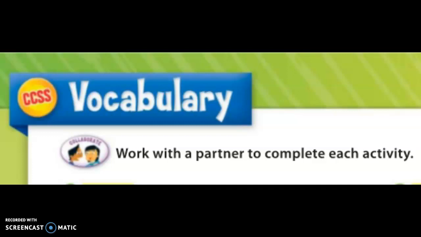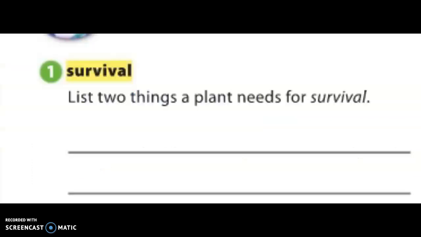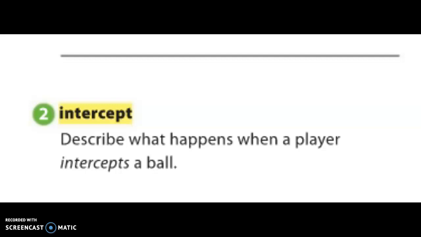Our purpose as readers today: I can use what I know to better understand unknown vocabulary words in a text. Survival. List two things a plant needs for survival. Describe what happens when a player intercepts a ball.